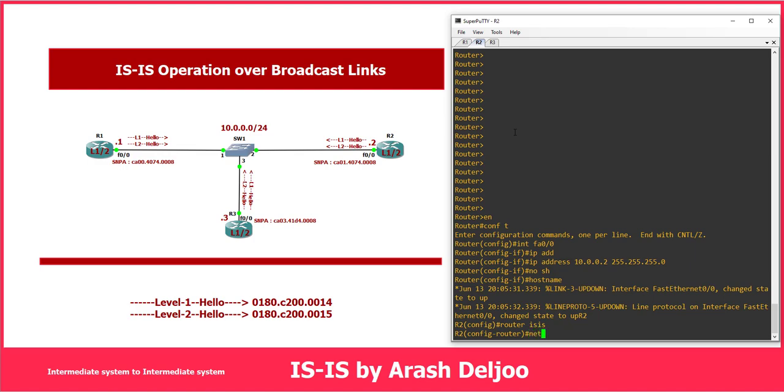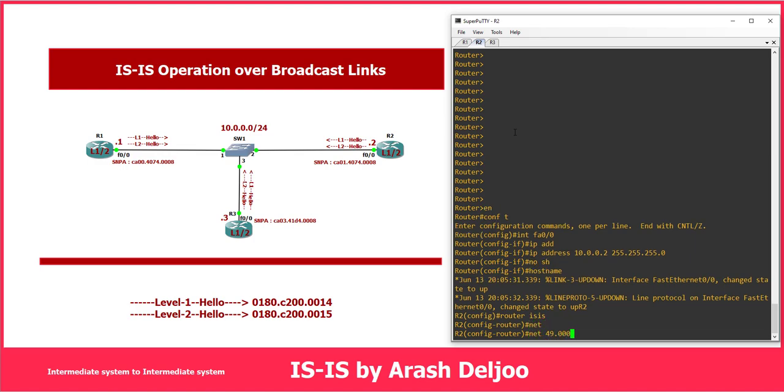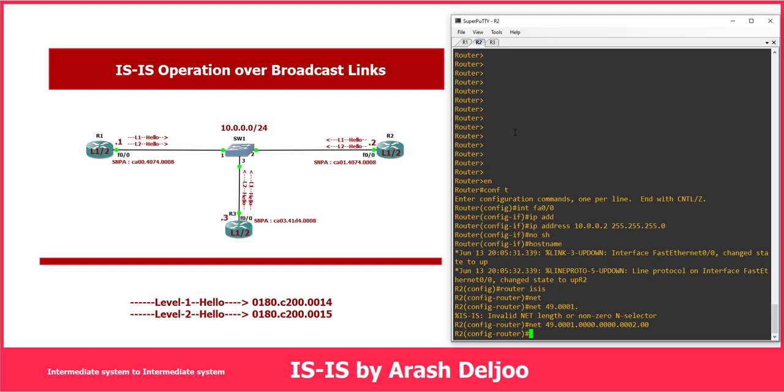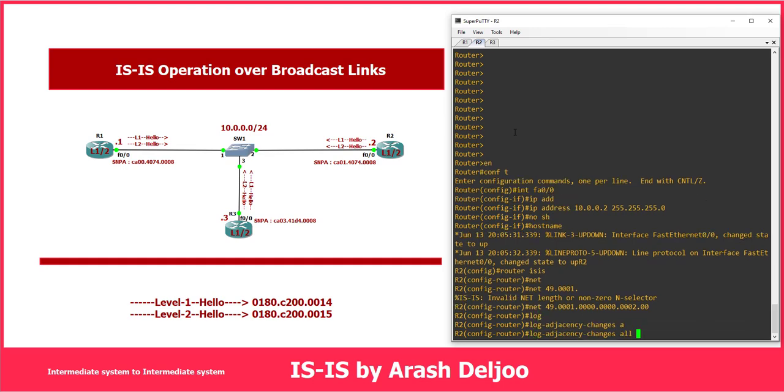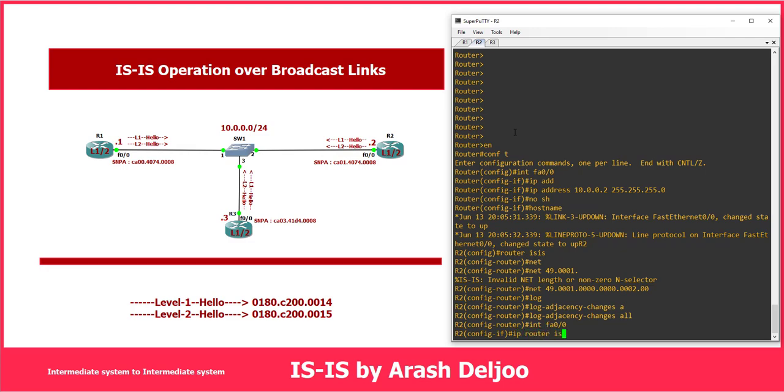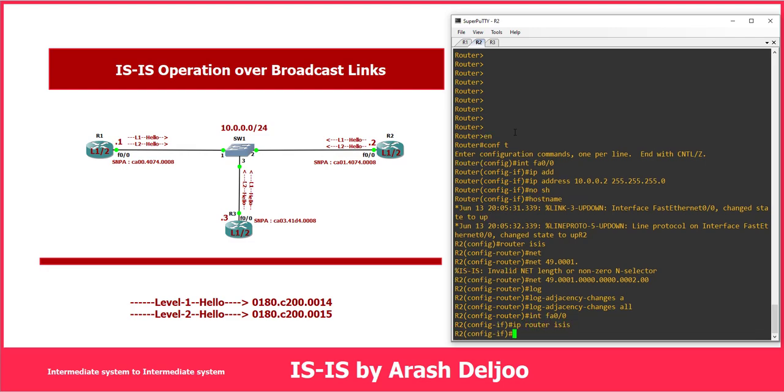The second command is net 49.0001, the same area ID as we configured in router 1, and then 0000.0000.0002.00. That's it. Log adjacency change all, and then interface FastEthernet 0/0 with ip router ISIS. Now we will have a neighborship between router 1 and router 2.